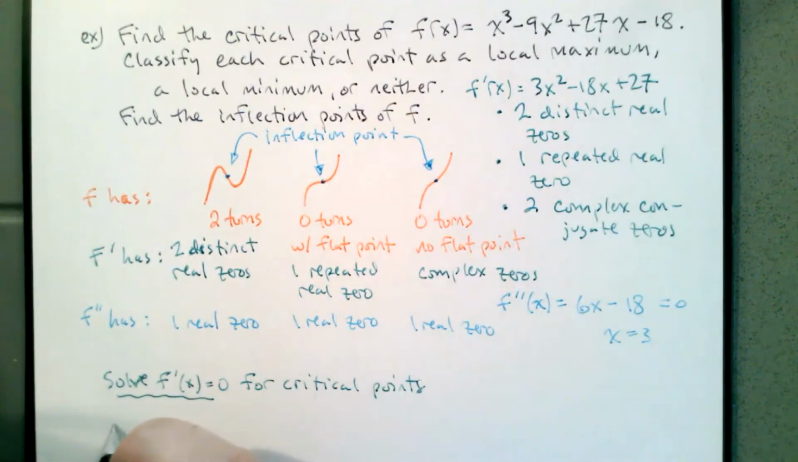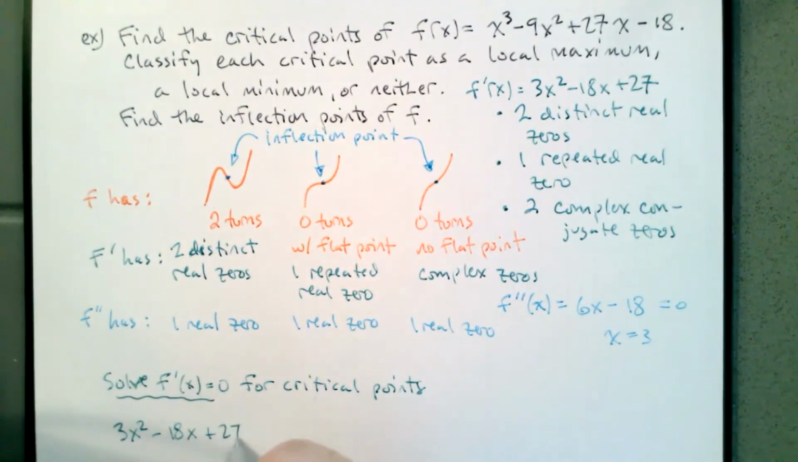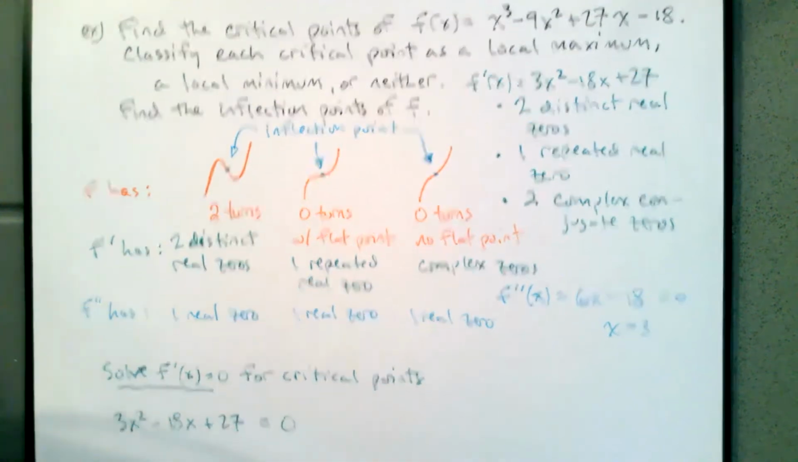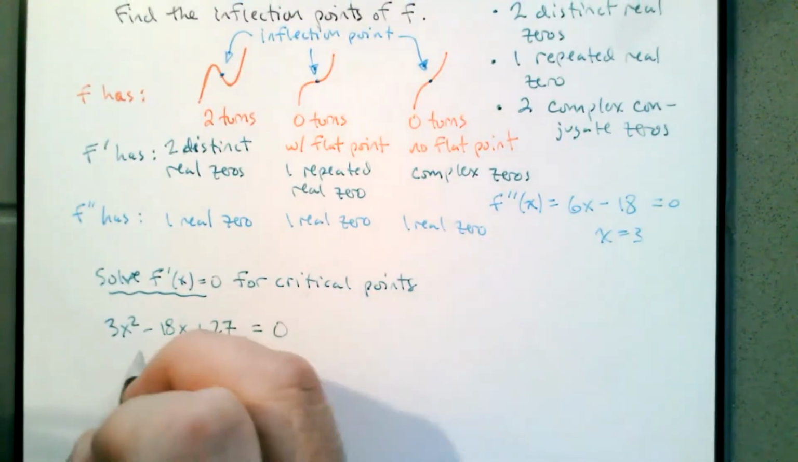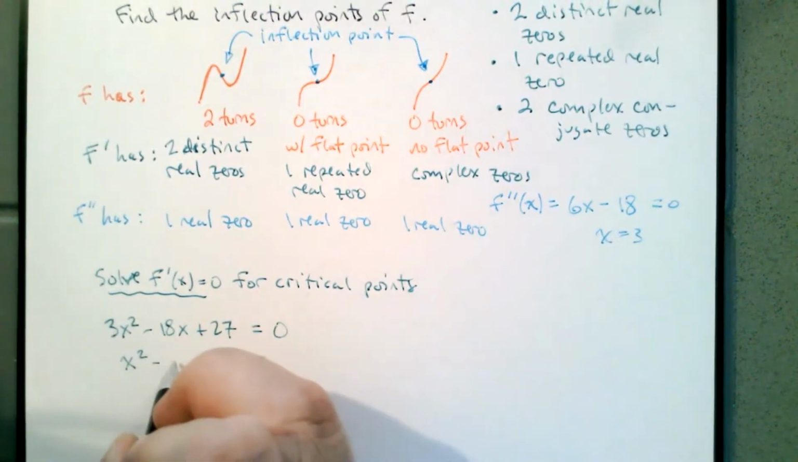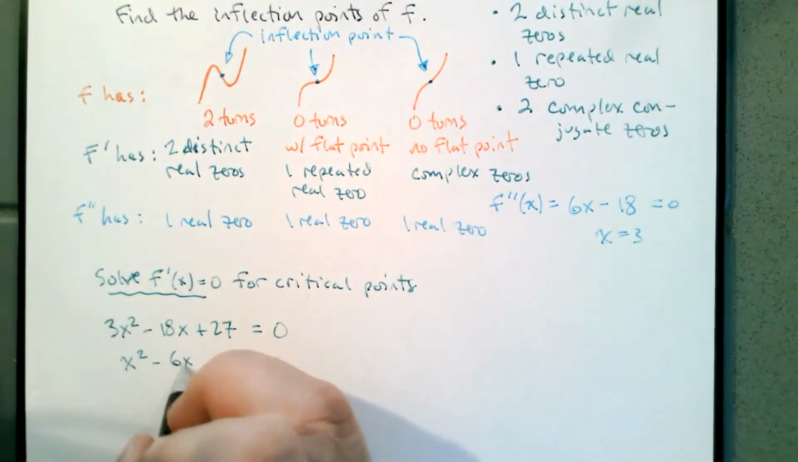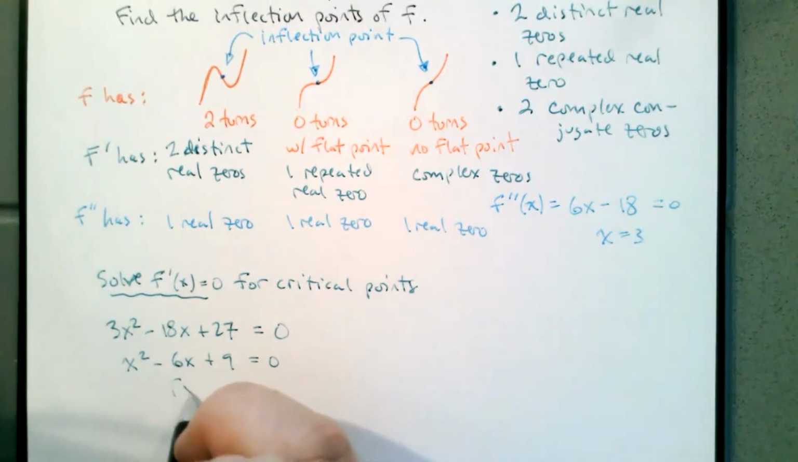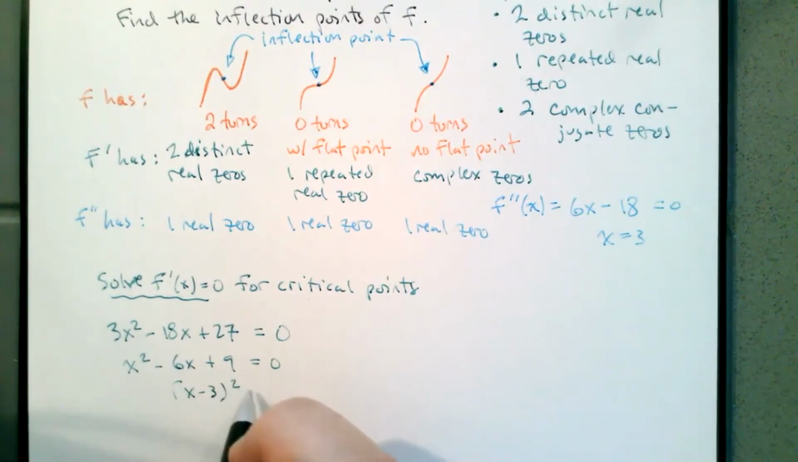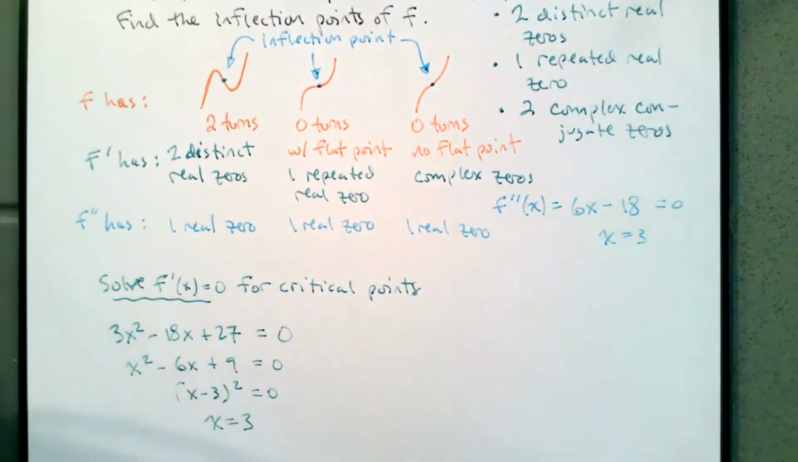So f prime is 3x squared minus 18x plus 27 equals 0. We can divide everything by 3. Drop this down to x squared minus 6x plus 9 equals 0. And now we can see what situation we are in. X squared minus 6x plus 9 is x minus 3 squared. And so x equals 3 with multiplicity 2.